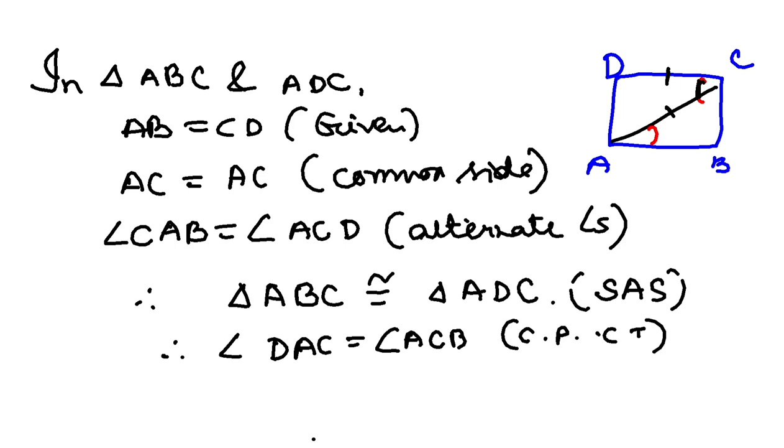Very important. That means this angle is equal to this angle. So now if these two angles are equal, they are alternate angles, isn't it? That means your AD is parallel to BC, isn't it? So we already had AB is parallel to CD and now we have AD is parallel to BC. That means ABCD is a parallelogram.